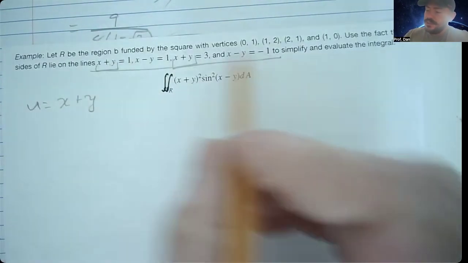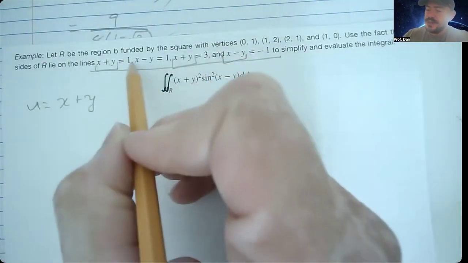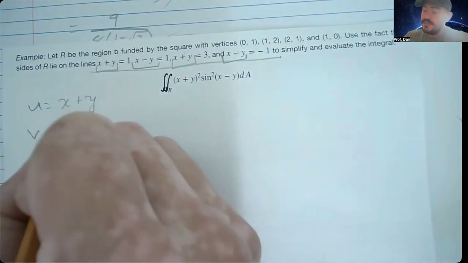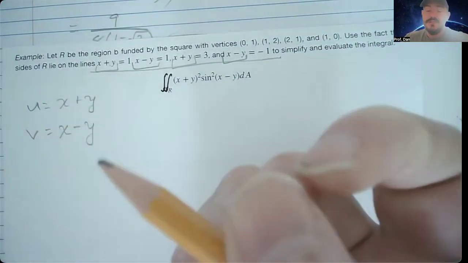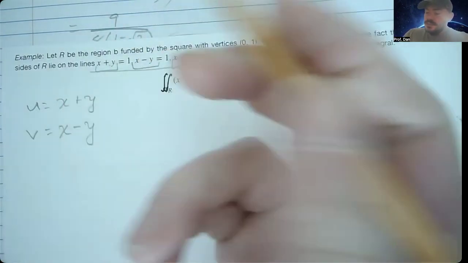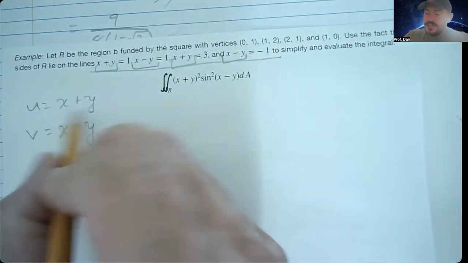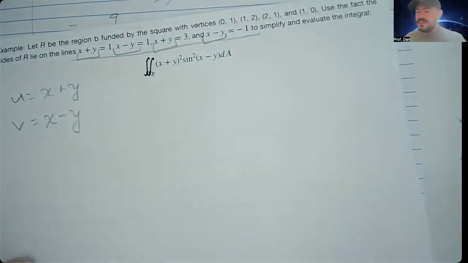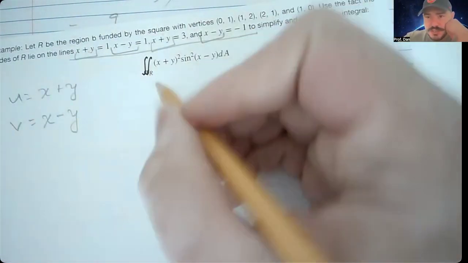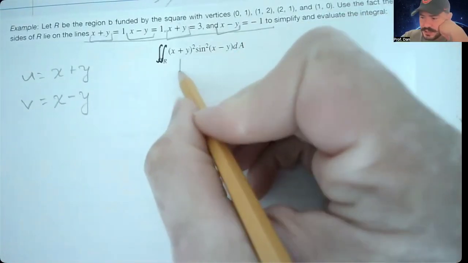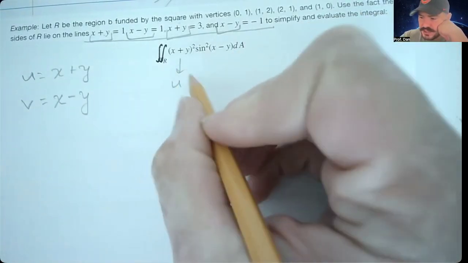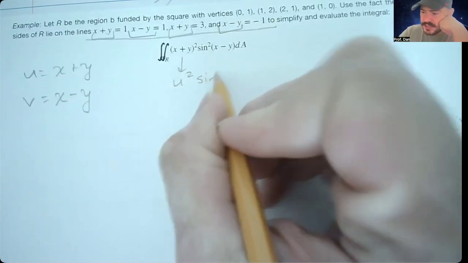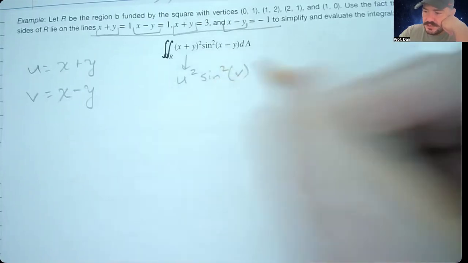All right, the other two equations have x minus y on the left side, so we'll call that a different variable name. We'll call it v. So if we let u be equal to this and v be equal to this, we have something that would actually transform our integrand into something a lot simpler. We would end up with u squared multiplied by sine squared of v.